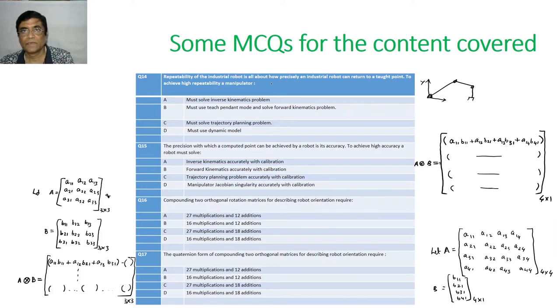If you have less money, first you should go for a robot which has high repeatability at least, because the rest of the things you can correct by programming. Very nice. So the next question is: compounding two orthogonal rotation matrices for describing robot orientation requires 27 multiplications and 12 additions, 16 multiplications and 12 additions, 27 multiplications and 18 additions, or 16 multiplications and 18 additions?